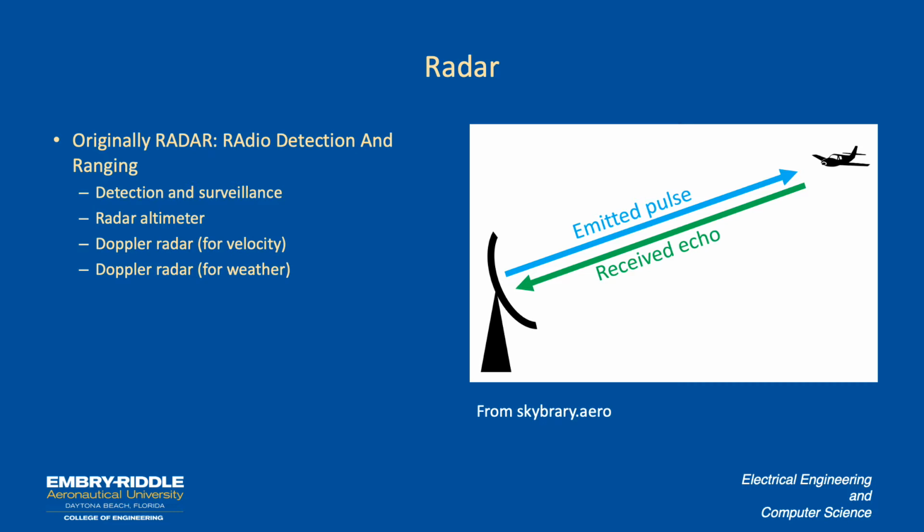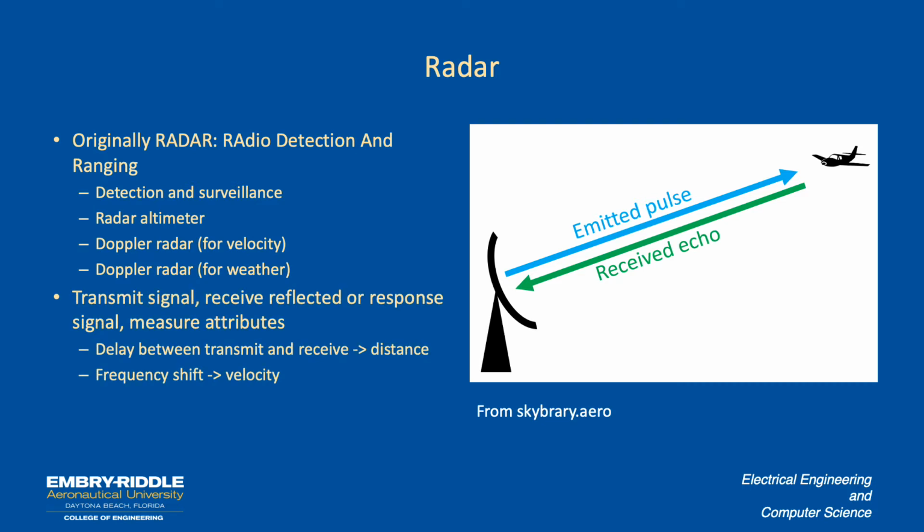And that Doppler property also lets you pick out strength of rainfall and the like. So it's used for weather radar. We're not really going to talk about weather radar or Doppler radar for velocity as much. We just really want to talk about radar for detection and surveillance.